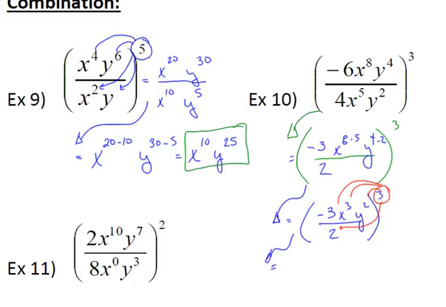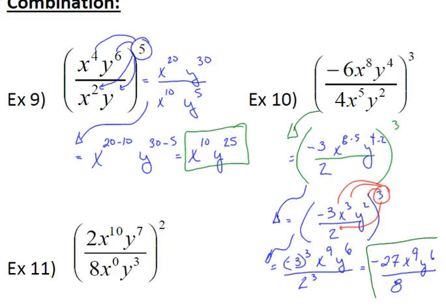So I now have negative 3 to the 3rd power, x to the 9th power, y to the 6th power, over 2 to the 3rd power. So my final answer would be negative 27 x to the 9th, y to the 6th, over 8. There are a few different steps to keep up with there.